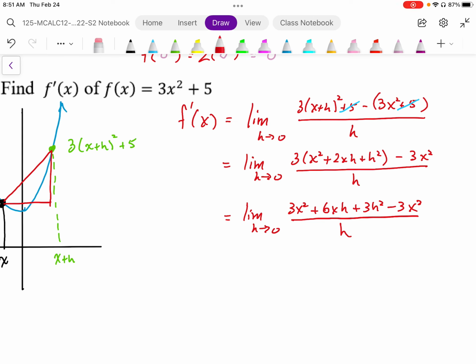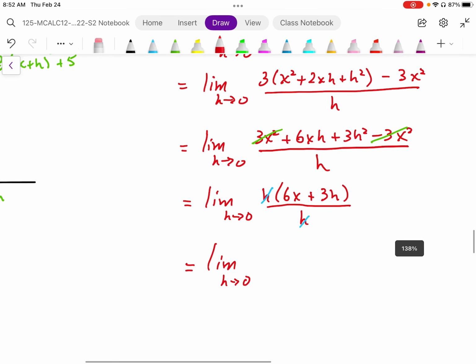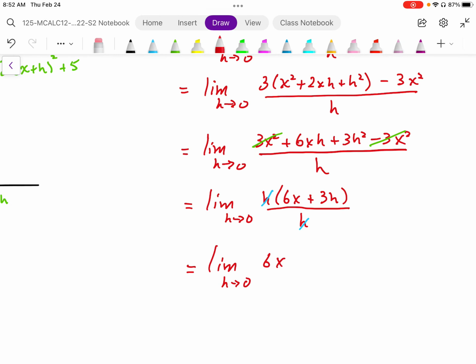We can cancel out those 3x squareds. The h's are going to cancel. I'll do that in a separate step, but then we can see that the h's will cancel because now we have a factor of h. So I have h times (6x plus 3h). Now those factors of h cancel out, here and here, and I can now evaluate my limit. This is going to be the limit as h approaches 0 of 6x plus 3h. Well, when I plug 0 into there, I'm just left with 6x.